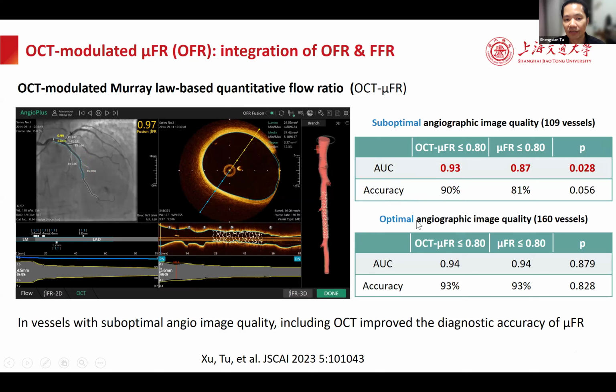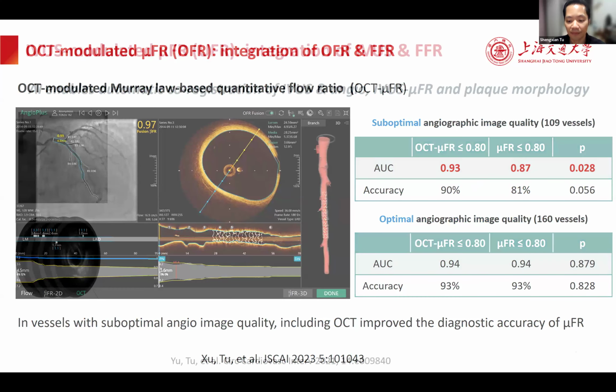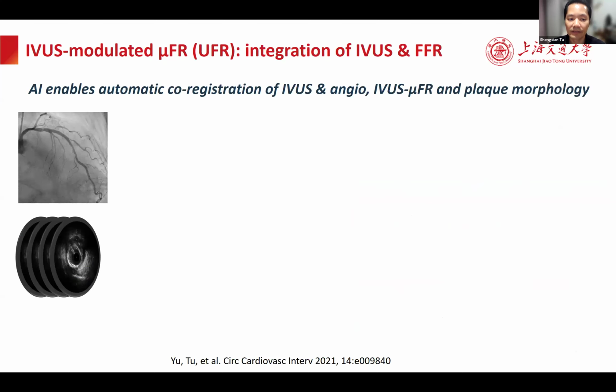So we found out that if you have a good image quality in angiogram, the two technologies have almost similar results. But if you have a worse or suboptimal angiographic image quality, then including OCT would improve the computation result because it can show the lumen more accurately, as well as the plaque. And this has been extended to IVUS.